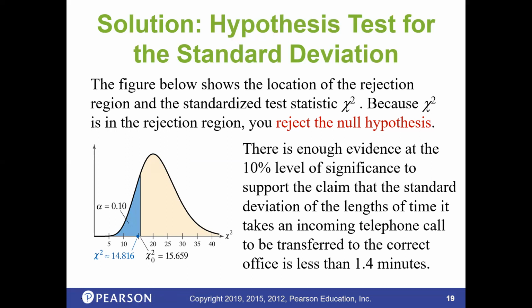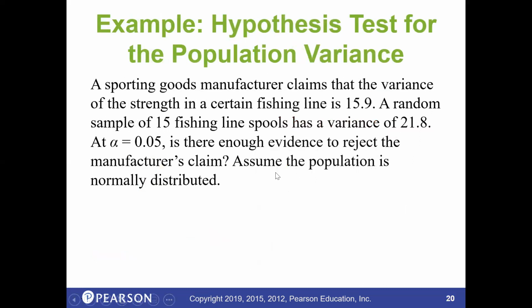Okay, one more, last one. Here we go. A sporting goods manufacturer claims that the variance of the strength in a certain fishing line is 15.9 pounds per square inch or whatever it is. A random sample of 15 fishing pole spools has a variance of 21.8 at an alpha significance 0.015. Is there enough evidence to reject the manufacturer's claim? Assume the population is normally distributed.